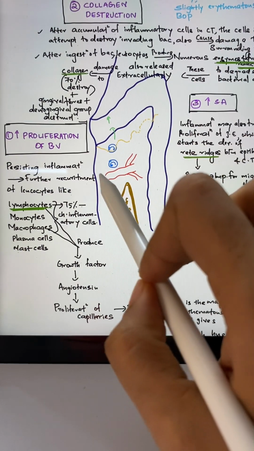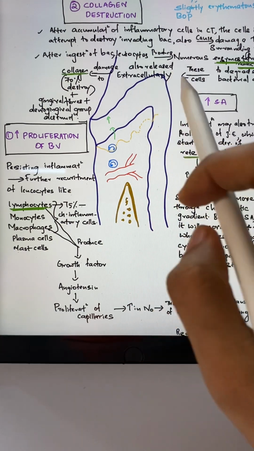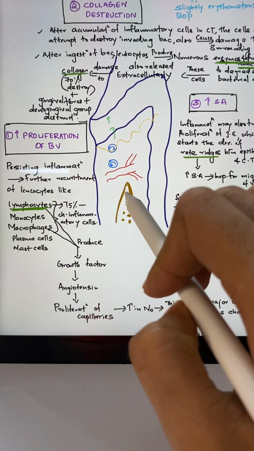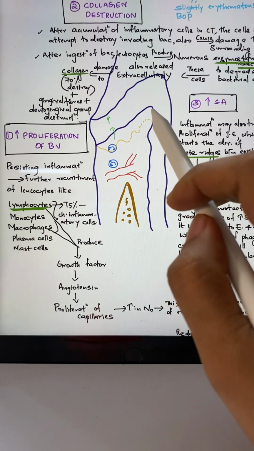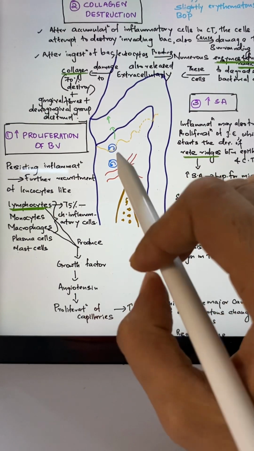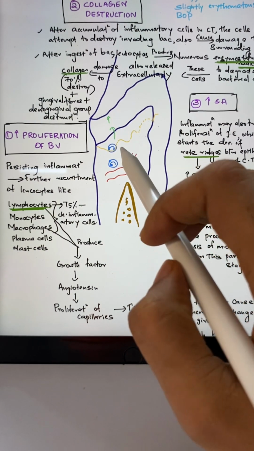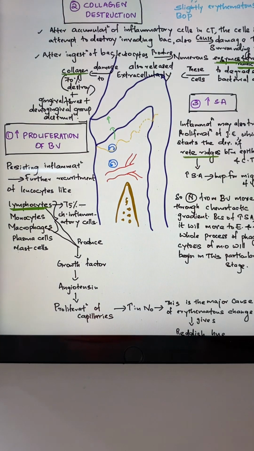In the connective tissue, there is a lot of collagen. About 70% of the collagen will be destroyed in this stage, and there will be an increase in the surface area, so that more neutrophils can migrate from this area to the outside. So this is the stage, and I will discuss it in detail.